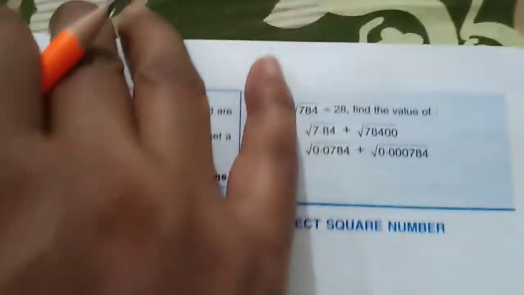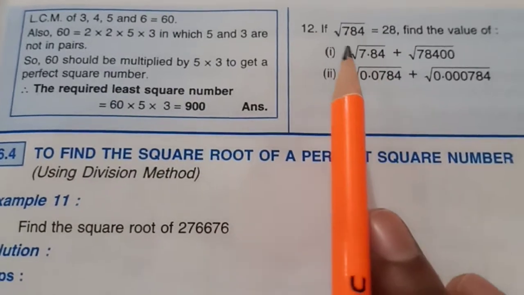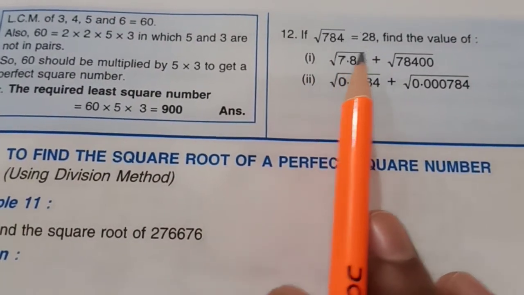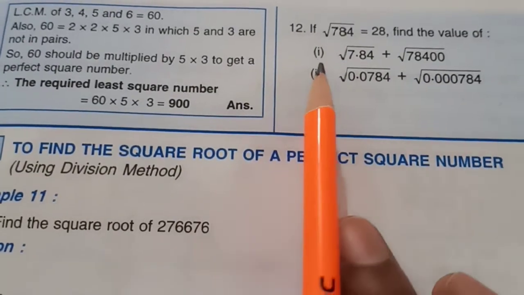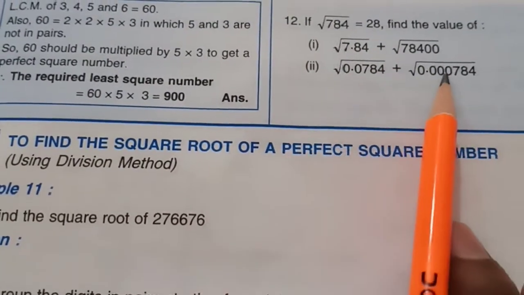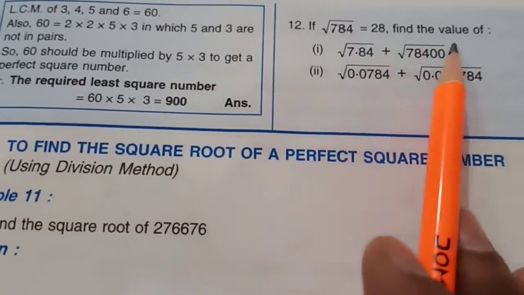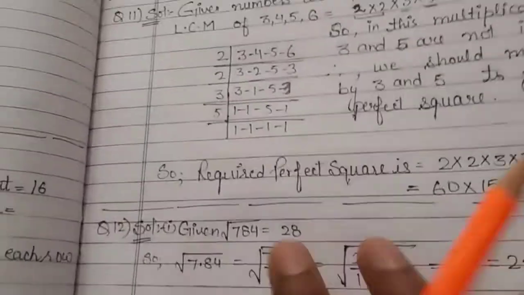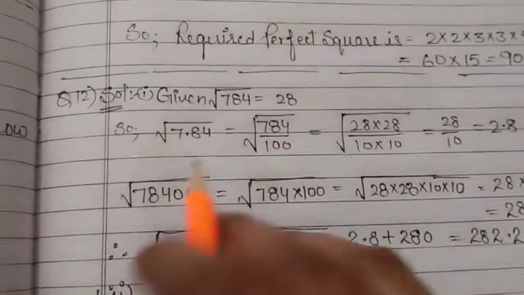Let's see question number 12. Question number 12 is: if the square root of 784 is 28, find the values of these two expressions, which are very easy. I am solving the first part; the second part you should solve by yourself. So the square root of 784 is 28. Find the value of these two. This is given to you, that the square root of 784 is 28.